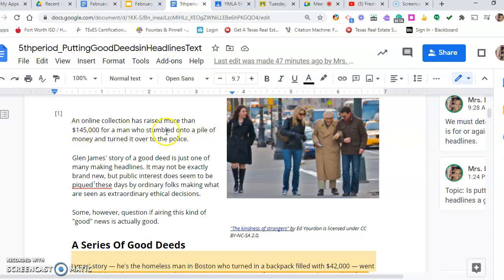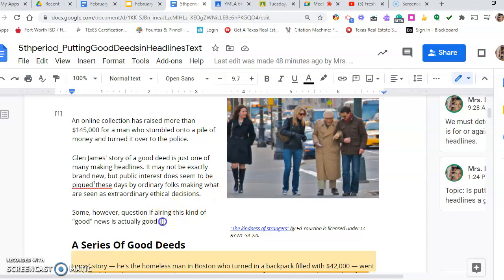An online collection has raised more than $145,000 for a man who stumbled onto a pile of money and turned it over to the police. Glenn James' story of a good deed is just one of many making headlines. It may not be exactly brand new, but public interest does seem to be piqued these days by ordinary folks making what are seen as extraordinary ethical decisions. Some, however, question if airing this kind of good news is actually good.